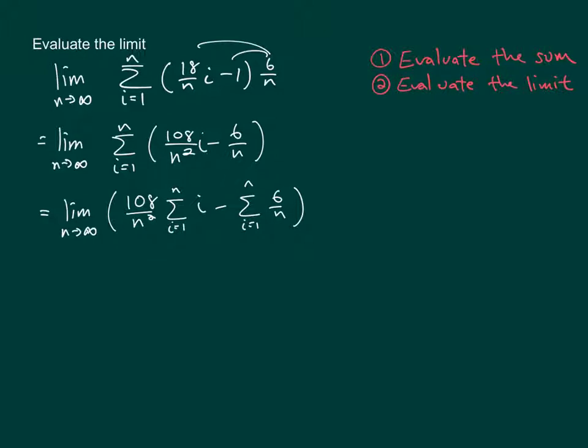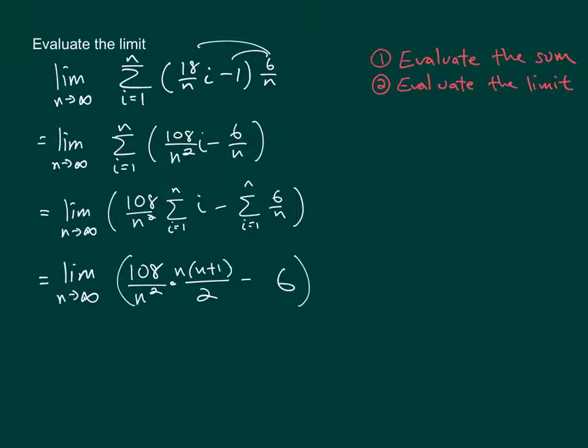So we use the sum and difference rule here to have the sum of one expression turn into the sum of two expressions, and then we common factor it out or use the constant multiple rule to get the 108 over n squared to the front. And I left the constant inside this sum so that we can now use the summation formulas for i and a constant to get this.